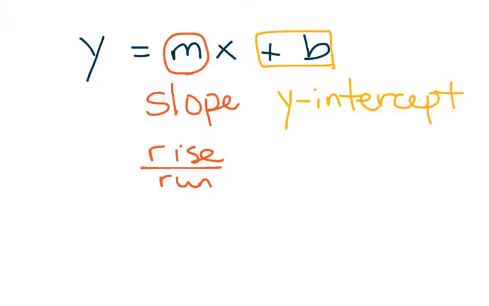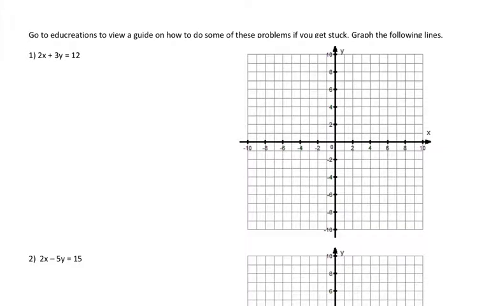Today's lesson, though, is about how to graph when it's not in that form. So what we're going to do is take equations and put them in that form. On your worksheet, number 1 says 2x plus 3y equals 12. In order to graph this, there are a couple different ways we can do it. The first way I'm going to show you is putting it in slope-intercept form, which means we have to get y all by itself. And we use our properties of equality to get the y by itself.